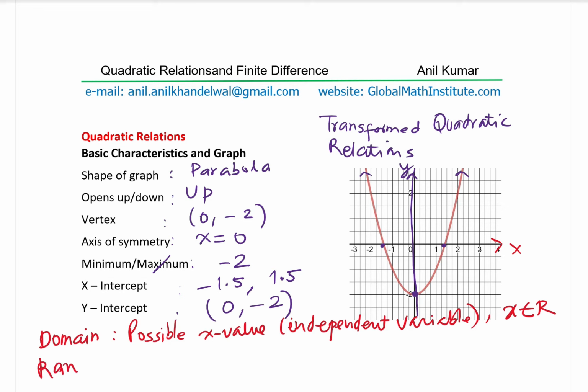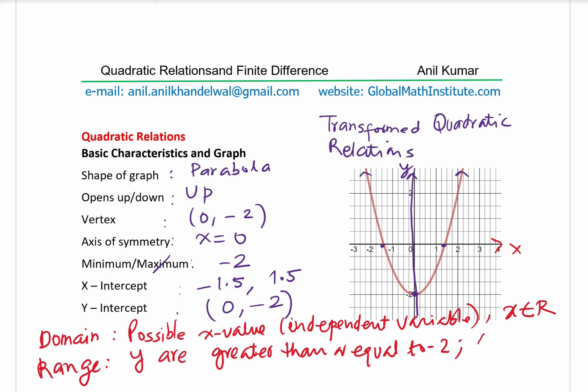However, the y values are restricted. So in this particular case, the range is restricted. So we can say that the y values are greater than or equal to -2. Or we could write y is greater than or equal to -2 in simple language. So for the time being, we'll use this inequality to represent the range.